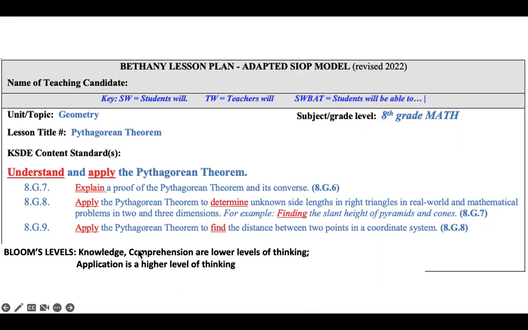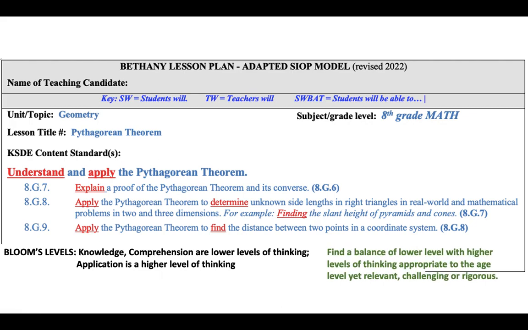So now we have identified, we can match the levels. Write this in your plan. Knowledge, comprehension, they're lower. And then we've hit application, which is higher. And the key is to find a balance of both lower level and higher levels of thinking to show evidence that they are appropriate, relevant, challenging, or rigorous.